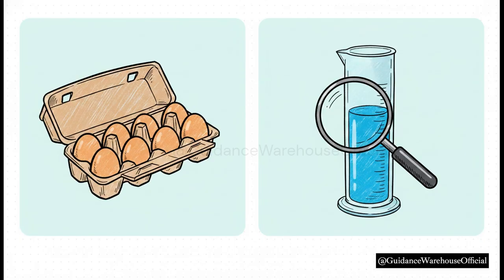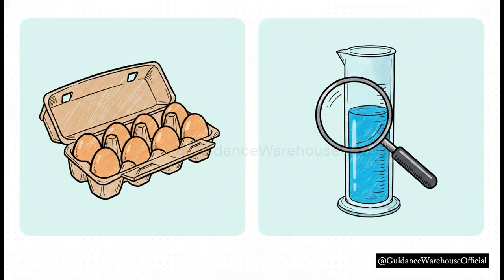That is an exact number. It is completely free from any uncertainty. I mean, you don't have 12.1 eggs or 11.9 eggs, right? You have exactly 12. Counting is basically a digital switch. It's either exactly 12 or it isn't. And that same rule applies to defined quantities, like the fact that there are exactly 12 inches in a foot.